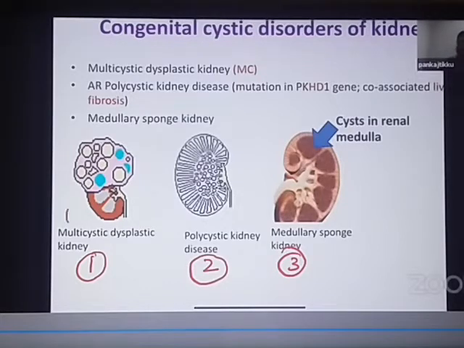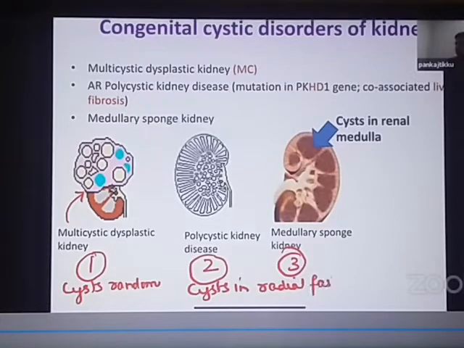As you can see in this picture, in a multicystic dysplastic kidney, cysts are usually randomly arranged. But in the case of a polycystic kidney disease, cysts are usually arranged in a radial fashion. You're seeing how cysts are arranged in a radial fashion. This is the characteristic of a polycystic kidney disease.